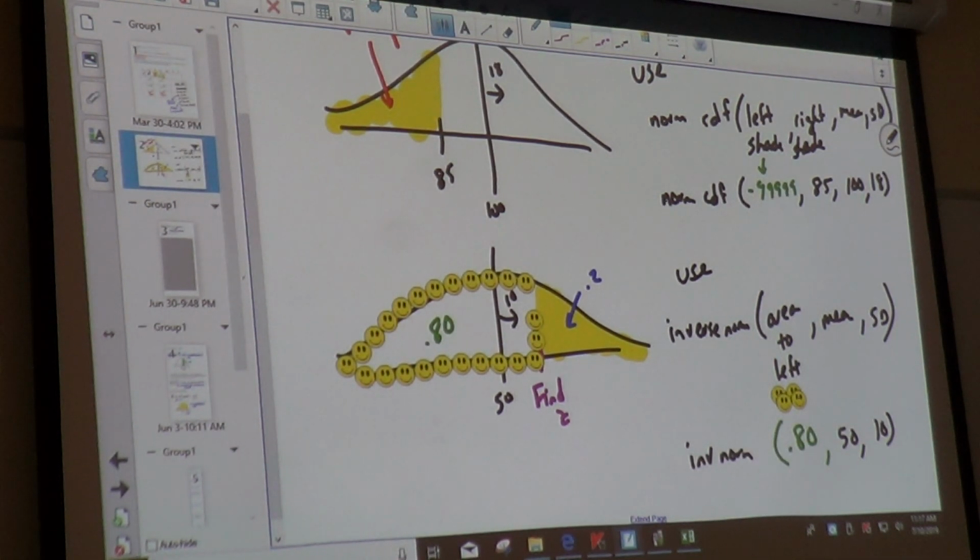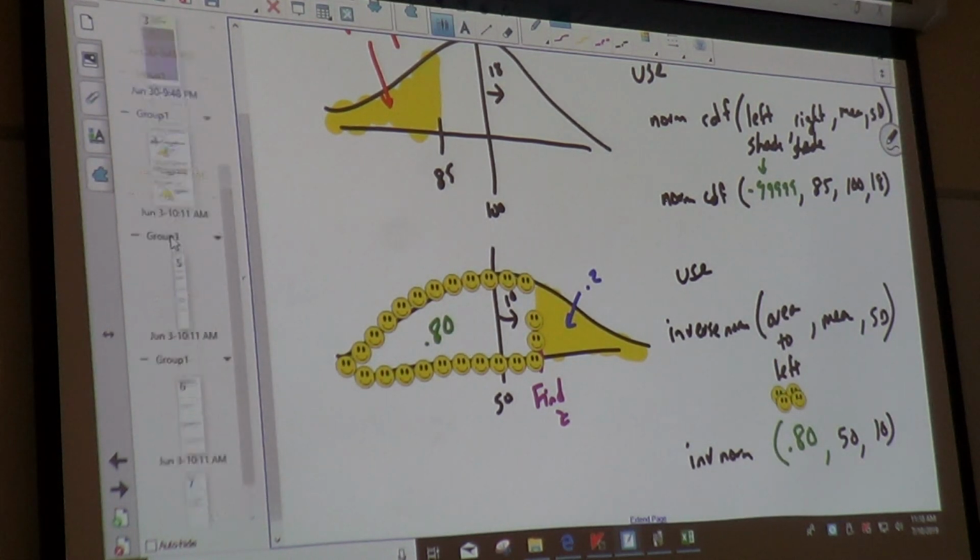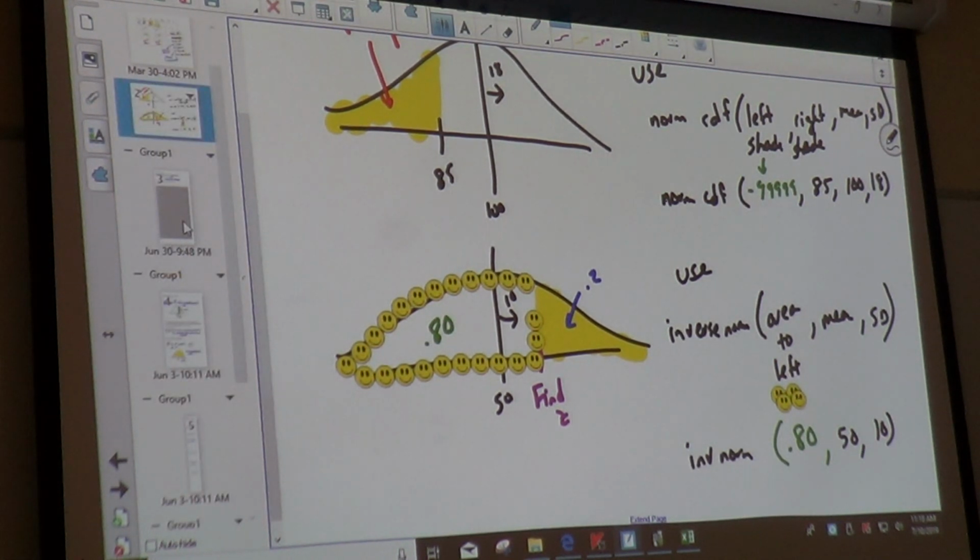We spent a lot of time doing this last time. Which one is it going to be? It's normal if you're trying to find the shade. It's inverse if you're trying to find the z. And we're going to build on to this today. But I do have, I think, 5 more pages of problems like this just to make sure we know it before we build on.